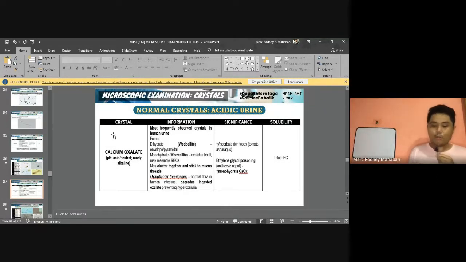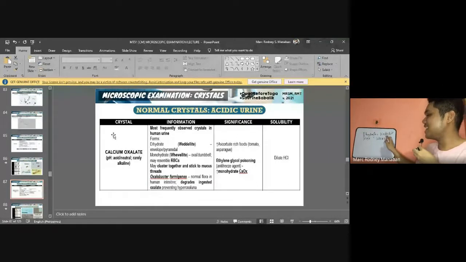Now, for the different forms, you have two major forms: the dihydrate and the monohydrate. And how do we remember the other names of these forms? Number one, you have the dihydrate, also known as weddellite. And lastly, you have the monohydrate. What's the other name? Whewellite. So how do you remember? If there's more of the letter D, the dihydrate has the letter D. So whenever the name starts with the letter D, the other name also starts with D. Dihydrate, take note of that. So dihydrate, letter D, weddellite. Monohydrate, therefore, is whewellite.